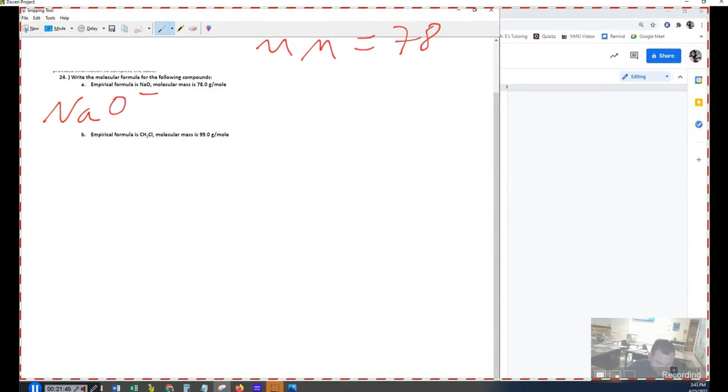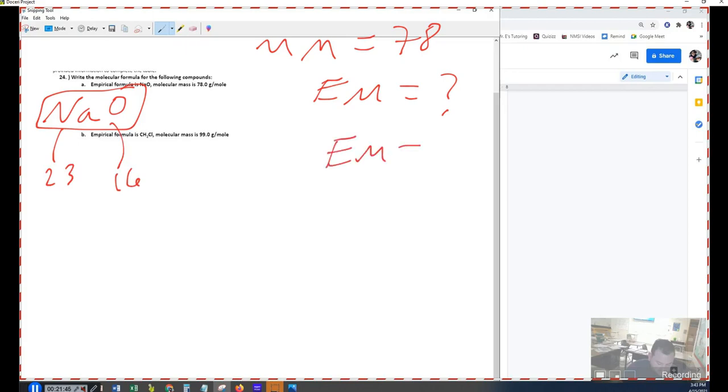So what we have to do first is determine what the mass of that is. What is the molar mass of NaO? We're going to call it the empirical mass. So what is the empirical mass? The mass of sodium is 23. The mass of oxygen is 16. 23 plus 16 is 39. Our empirical mass is 39.